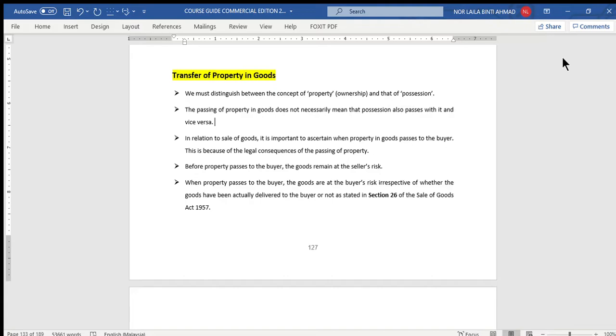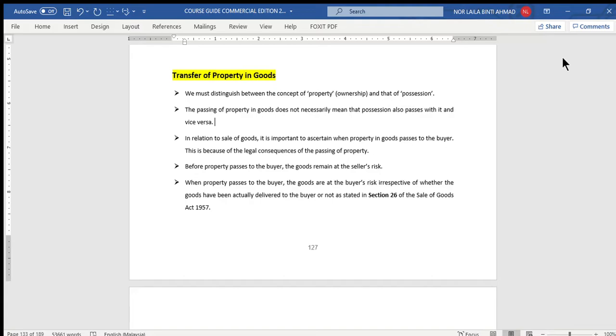Okay, the first thing that you must bear in mind is that transfer of property in goods and transfer of title is a difference. Okay, because under transfer of property in goods, meaning that this is a transfer of ownership. Transfer of title is to determine whether the sale made by the seller is valid or not. Okay, and then we must distinguish between the concept of property, which is the ownership, and that of possession.